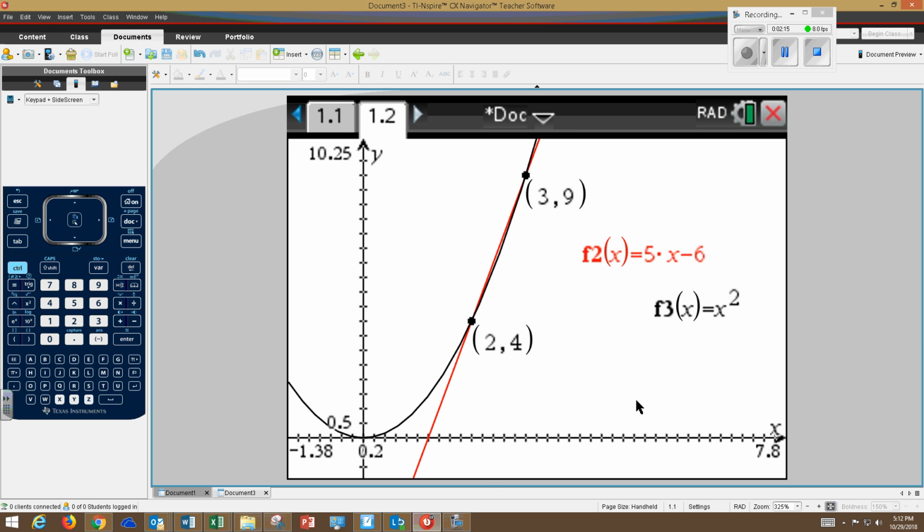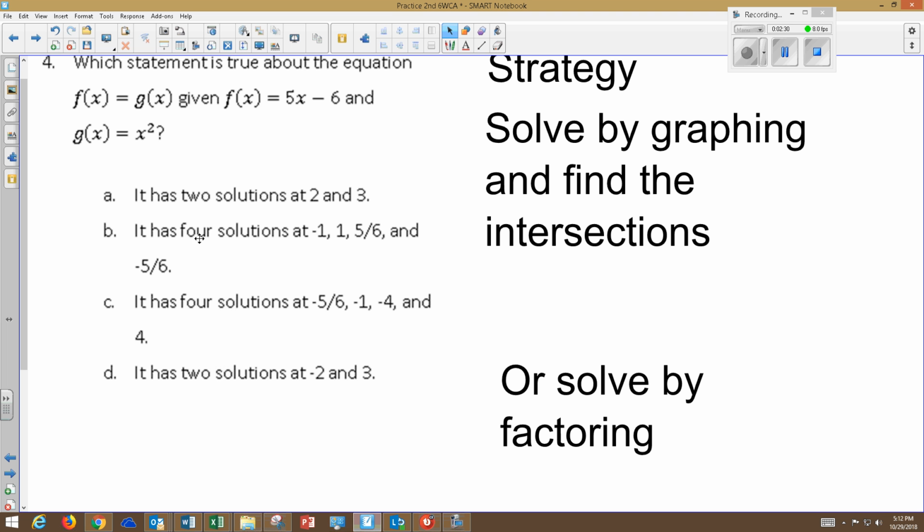Now you see a good use of the intersection tool. So we have solutions occurring when x is 2 and when x is 3, which tells us that the answer to this problem is actually A. We found the intersections. There are two intersections, one at 2 and one at 3.